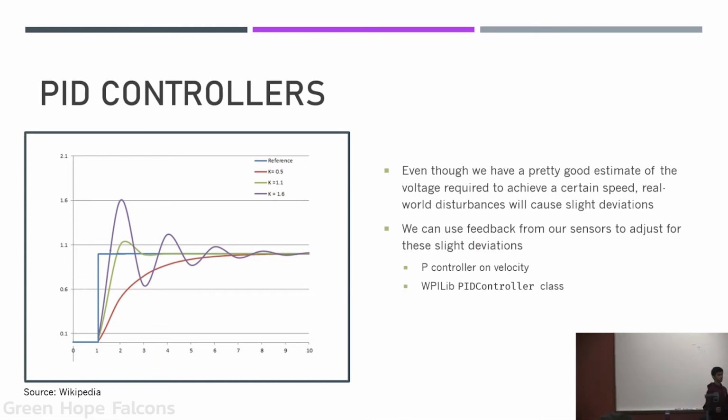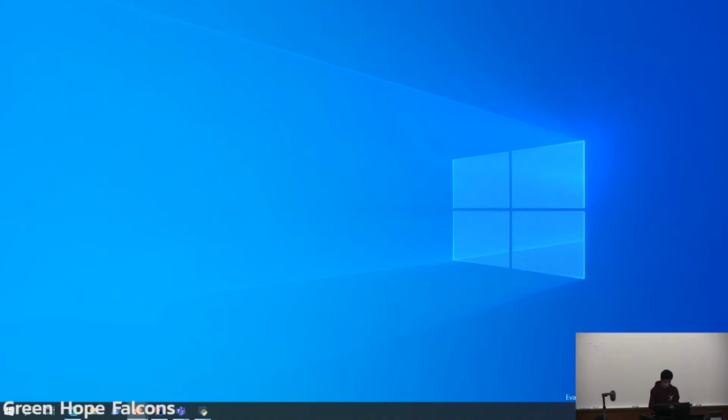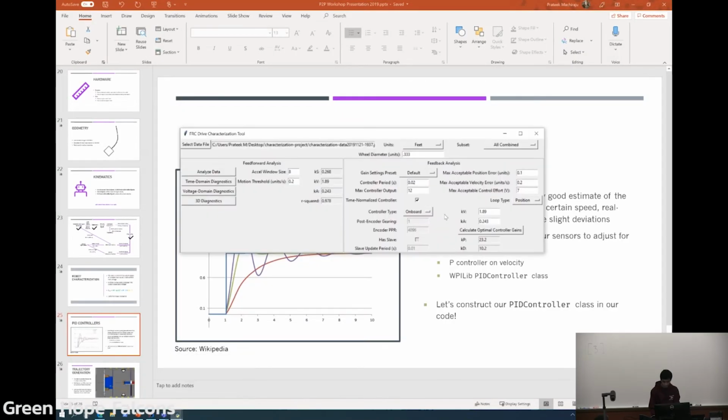But the characterization tool can actually give you a starting p-value that you can start with, and if that doesn't work, you can tweak it just a little bit. So we can go back to our characterization tool right here, and let's look at this side. We'll select our units to be meters. I'll put in my wheel diameter, which is 0.152 meters. I've already done that calculation.